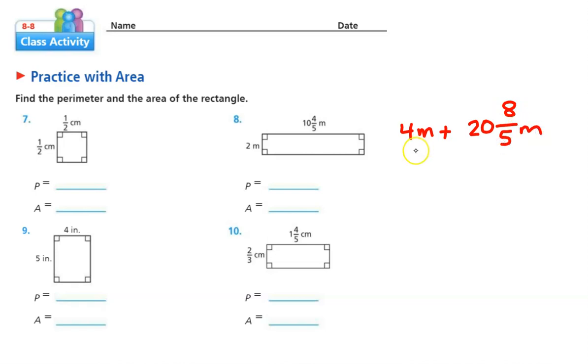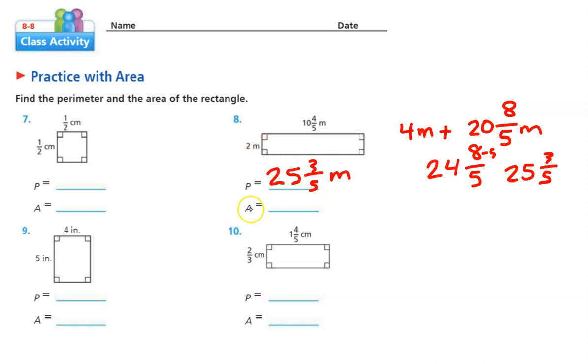So if I'm going to add this, I'm going to add 4 meters and 20 meters. That's going to be 24 and 8/5. And then my final job is just to change this to a mixed number. 5 goes into 8 one time, so this would be 25 instead of 24. And then that would be 25 and 3/5. As far as labels go, reminder for you that you are not doing squared when it's your perimeter. The squares only come around for your area.